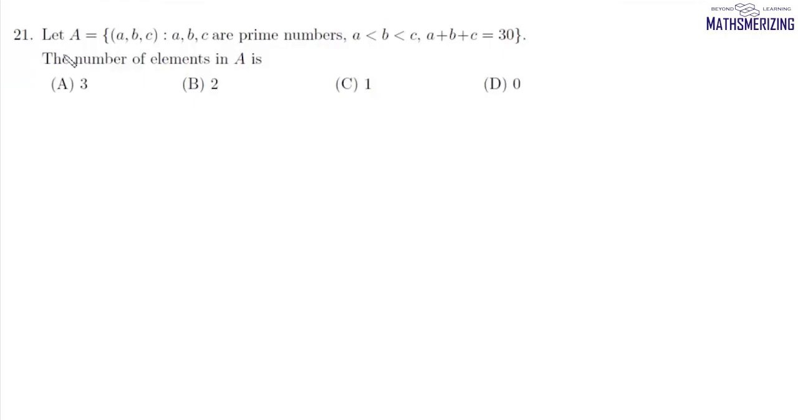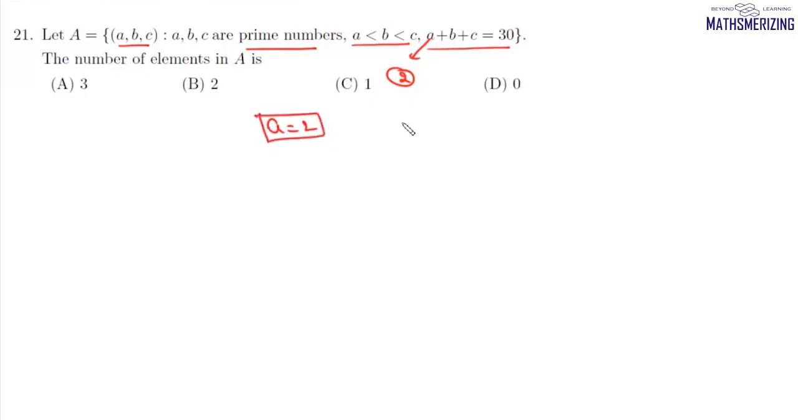Now question number 21 is: let A be {a, b, c}, where a, b, c are prime numbers such that a < b < c, and a + b + c is 30. Then the number of elements in A is? Now clearly this a must be 2, because the sum of these 3 prime numbers is an even number. Except for 2, all of the primes are odd numbers. So if we consider all these 3 numbers as odd numbers, then their sum cannot be 30. So from here we can clearly say the value of a must be 2.